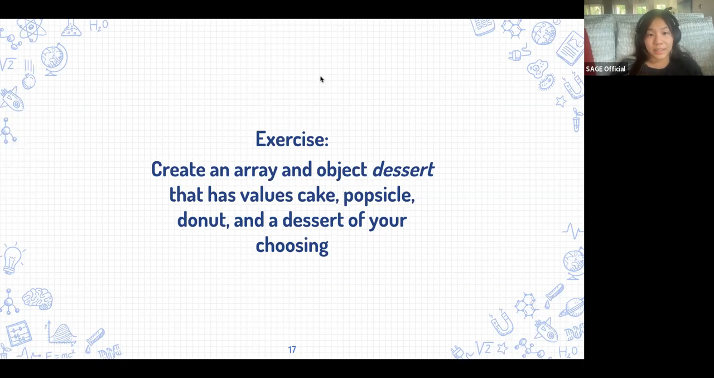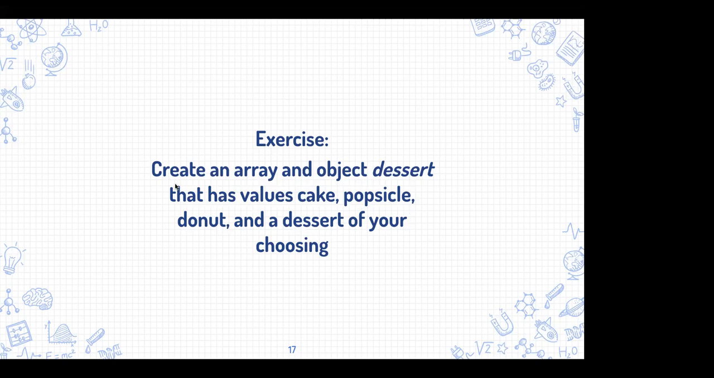So here's another exercise. I'll give you 7 minutes for this. Create an array and an object dessert that has values cake, popsicle, donut, and a dessert of your choosing. Just so you can see the difference between creating an object and creating an array. And just let me know if you need me to go back to the object slides. Can you go back to the objects, please?